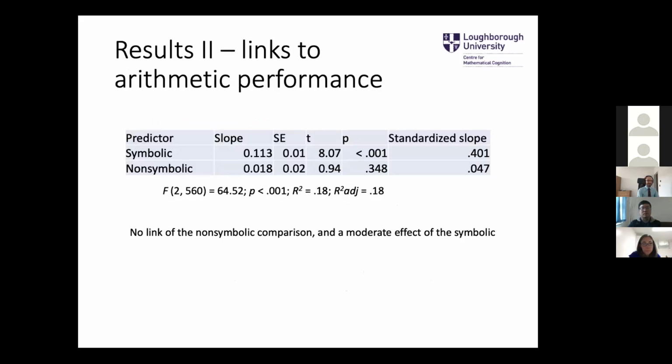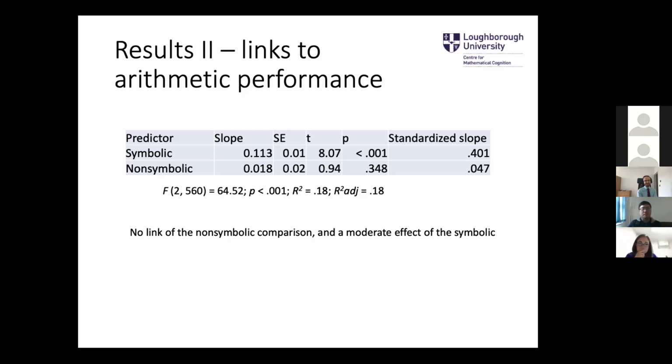And then links to performance. So this is a very, very simple regression where we had arithmetic performance as a dependent variable, and we had symbolic and non-symbolic performance, like the number of correctly solved items within 2 minutes in the symbolic and non-symbolic test. And we can see that the symbolic score was a reliable and significant predictor for arithmetic performance. As you remember, arithmetic here was simple additions and simple subtractions, five problems per operation.